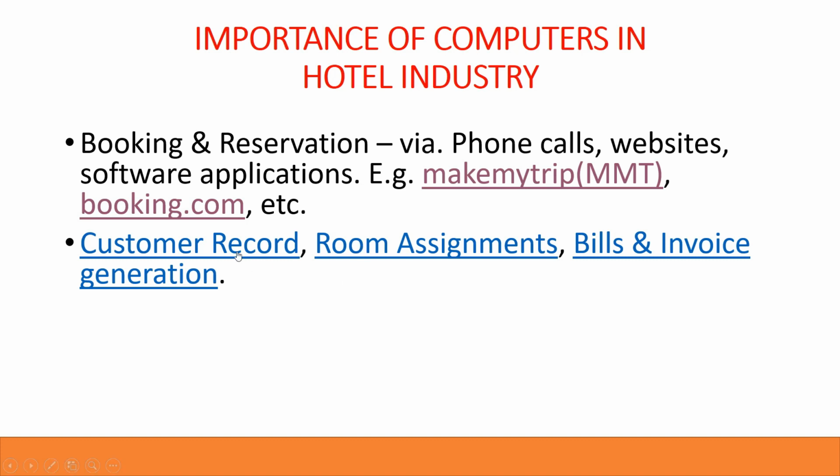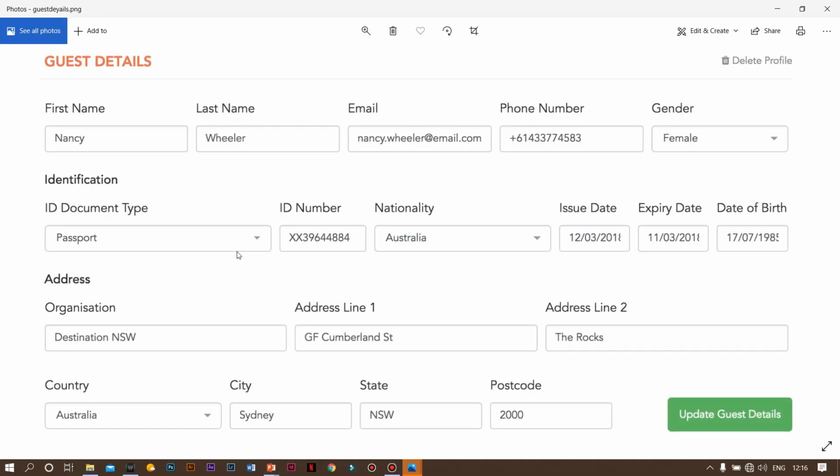Okay, let's see the example of a customer record. This is a particular template showing how customer details are recorded in the hotel industry. They are keeping all the details. Particularly, the most important things they keep here are the email address and the phone number where they can actually contact you. So you are getting the idea in this case.